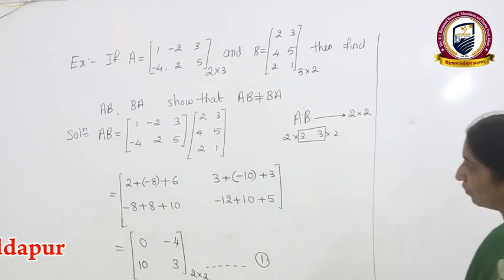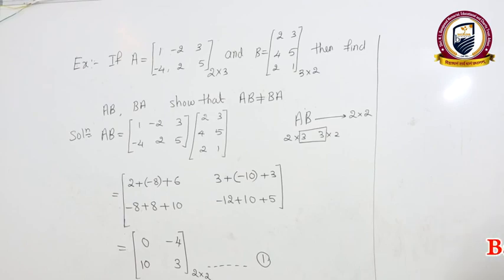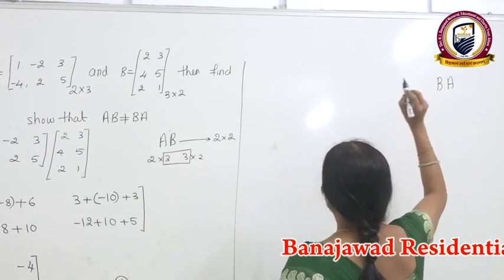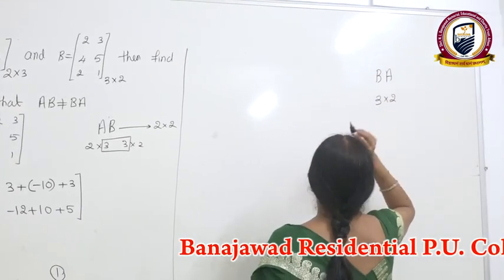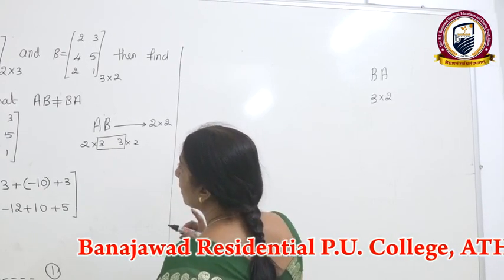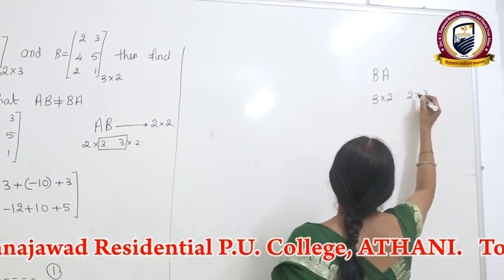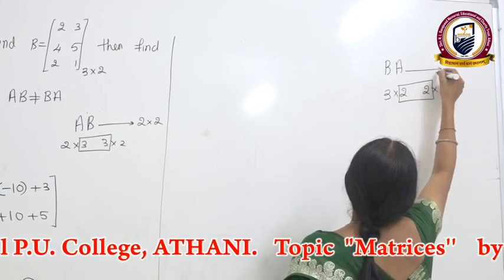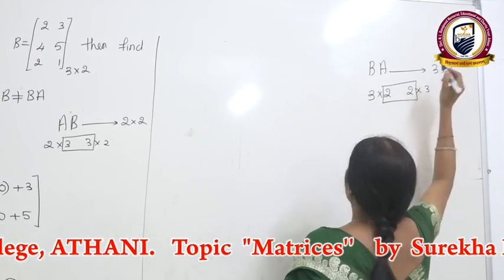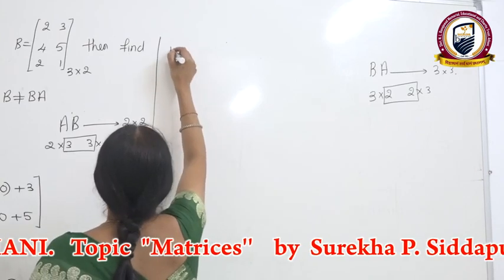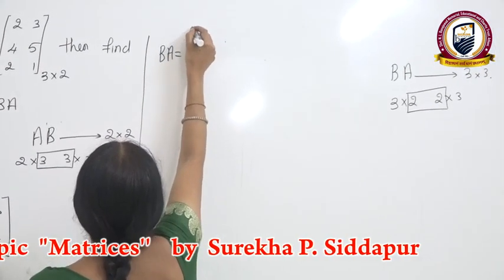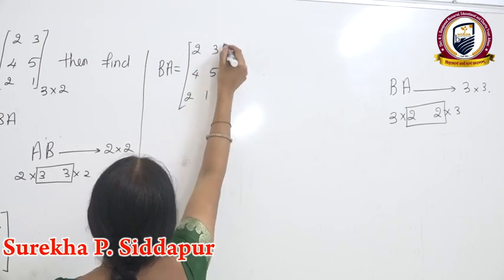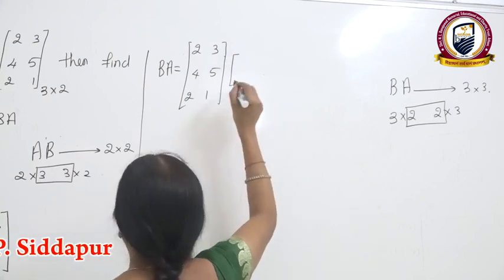And next, before going for BA, check whether the multiplication is possible. On the side, write down BA. What is matrix B? Its order is 3 by 2. And what is the order of matrix A? That is 2 by 3. See these two, they are equal. Then finally, after multiplication, what will be the order? The order is 3 by 3. So then here write down BA. First write down matrix B. Then write down matrix A.